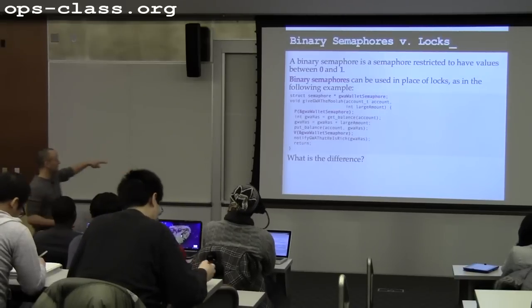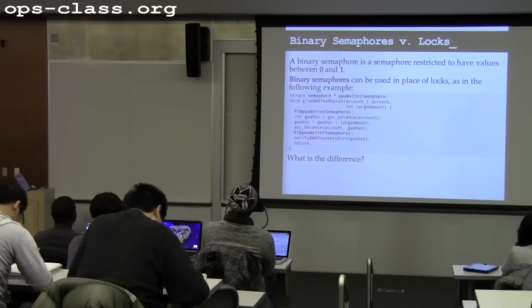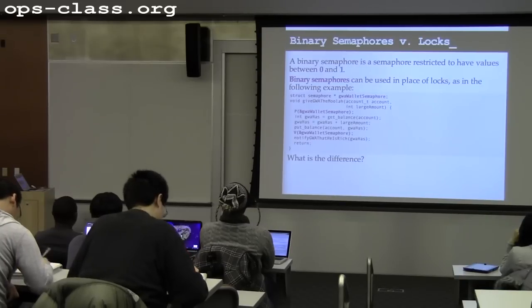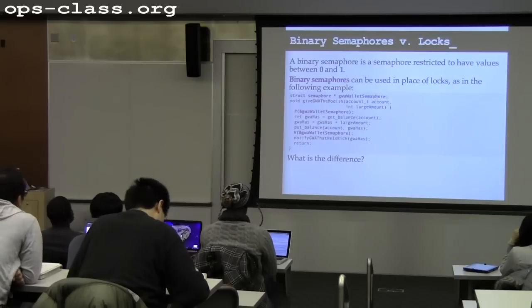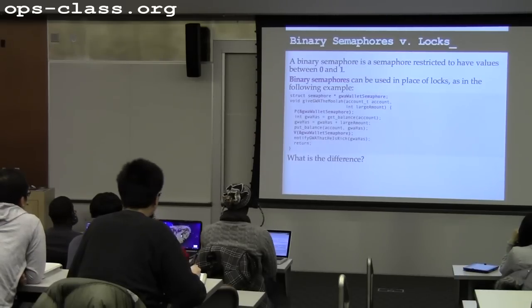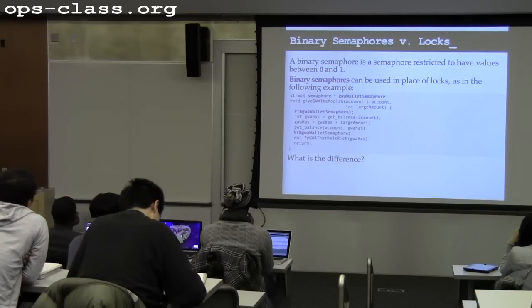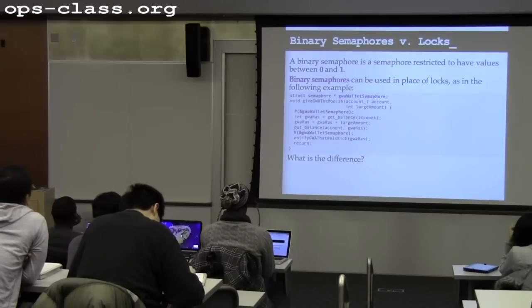So remember we had this great example before where I was getting lots of money, and I was locking and unlocking around this critical section. And I can replace the lock with P and V on a binary semaphore, right? This piece of code, if I initialize the semaphore to 1, will work fine. When the first thread enters the critical section, it'll P it, it'll go down to 0, other threads will block. As threads come out, they'll V it and it'll go back to 1. Okay, so this will work.